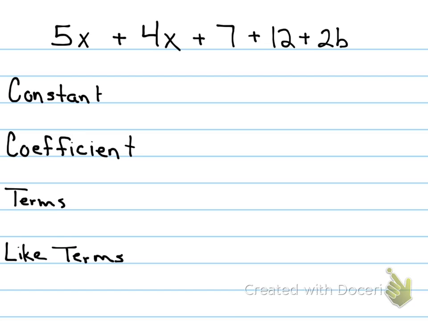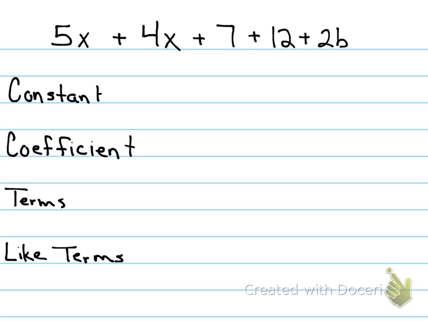A coefficient is the number in front of a variable in a term. Within a term, it is the number in front of the variable. That's a coefficient. So in your definition of coefficient, I want you to say the number in front of the variable. That's your definition.